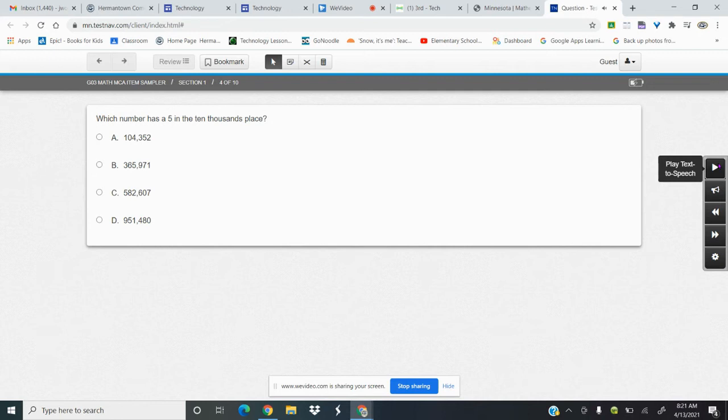And you might come upon an answer that you know right away. Do you have to play it 3 times? No, but it's always good practice to do that. All right, so ones, tens, hundreds, thousands, 10,000s. It is number or letter D for that answer.